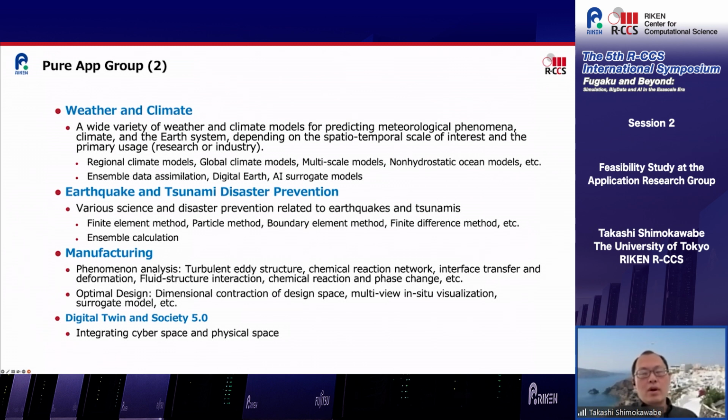In the field of earthquake and tsunami disaster prevention and manufacturing, the usage of surrogate models, AI-based surrogate models, has been attempted. Because of the importance of this integration of simulation and machine learning, we have set up the subgroup for digital twin and Society 5.0 in this pure application group.